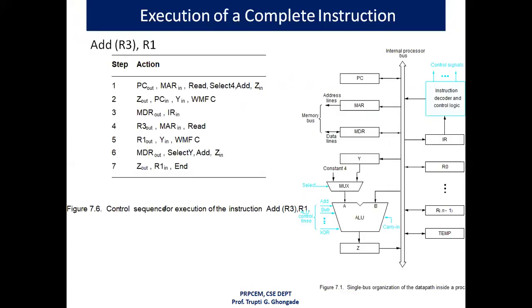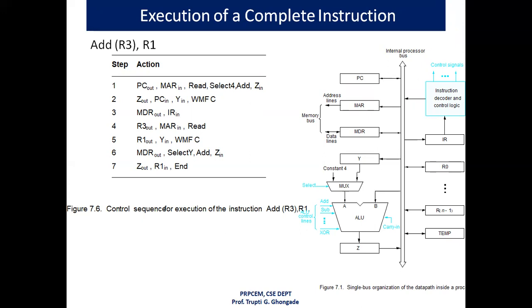Now look here. The output lines of MAR are connected to the memory bus. So when the processor transfers the address from the program counter to the MAR, the MAR output is connected to the address lines of the memory bus. Then at the same time, the processor uses the control lines of the memory bus to indicate that a read operation is needed. Now to perform the read operation, we have the instruction decoder and control logic, which generate a number of control signals.